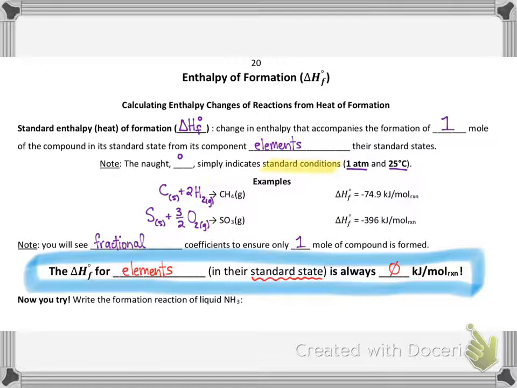Okay, now you try. This time you're going to write the formation reaction for liquid ammonia. So go ahead and pause the video and try it, and when you're ready to check your answer, unpause the video. Well, for liquid ammonia, since you are forming NH3 and nitrogen and hydrogen are diatomic, you need lots of fractional coefficients for this one.